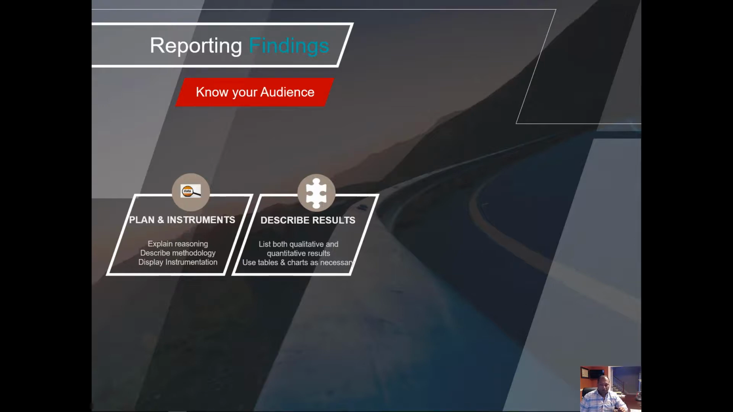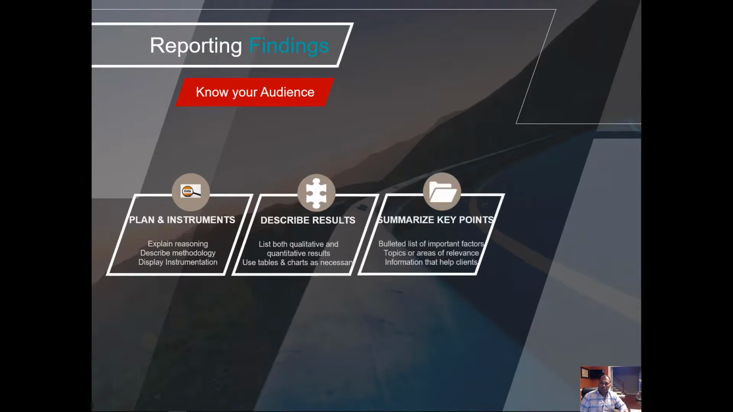Once you've done that, you can also visually tell the reader what it is that you found. Use tables, use charts, depending on what you need. Sometimes a good trend is going to be visually displayed, so you can see either over time, over cycles, or over processes where the increase or decrease or the gap is being created. After describing those results, we need to definitely summarize those key points.